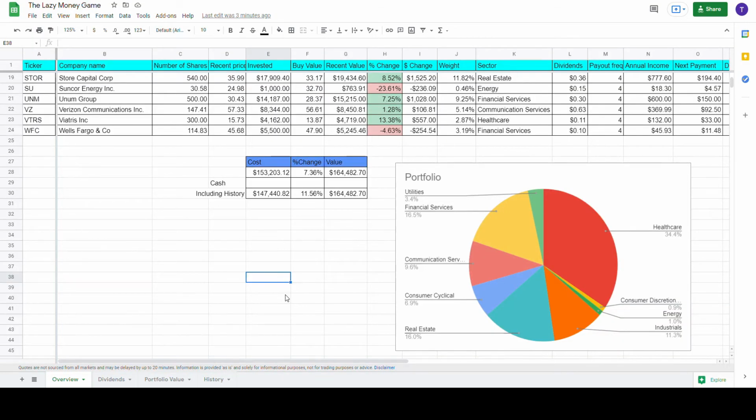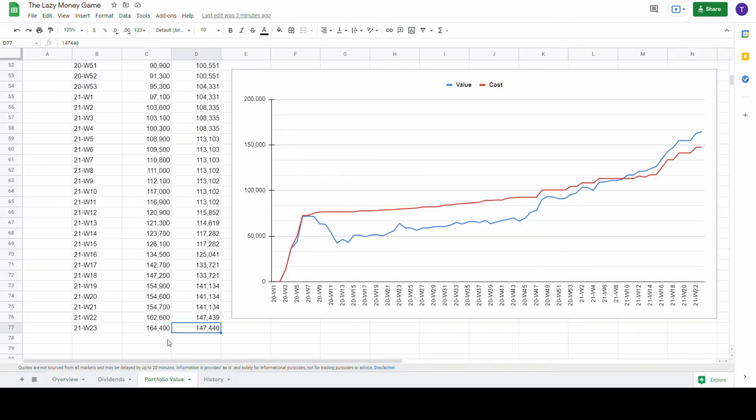So let's start with a portfolio update. The first thing we immediately notice is that there's a green circle for this week's episode, meaning that the portfolio is up in value compared to last week. If we then go to the portfolio values tab, we can see that the value has increased by $1,800. And at the same time, the cost of the portfolio has increased by $1.